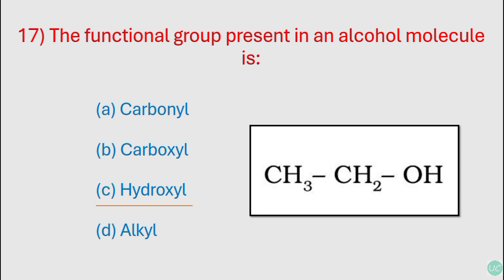And alkyl is nothing but any of the alkanes. When you remove one hydrogen from any of the alkanes and make it attached to another hydrocarbon chain, that alkane becomes an alkyl group. So an alkyl group is nothing but any of the alkanes, that is, a CH group. Okay, so the correct option over here is the hydroxyl group, that is the OH group.